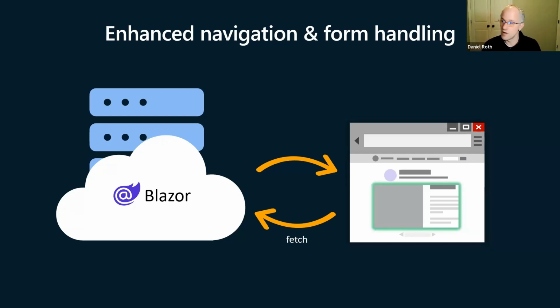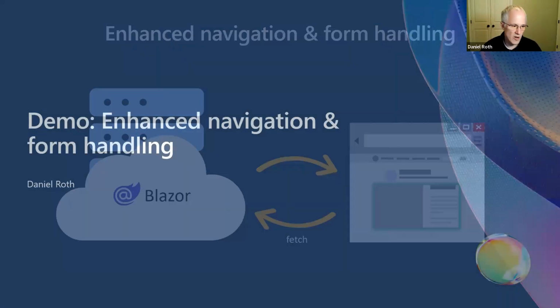Very similar pattern with form handling. When you do a form request, Blazor can intercept that, get the server-side rendered content from the server, and then patch up the DOM seamlessly. Let me show you what I mean.